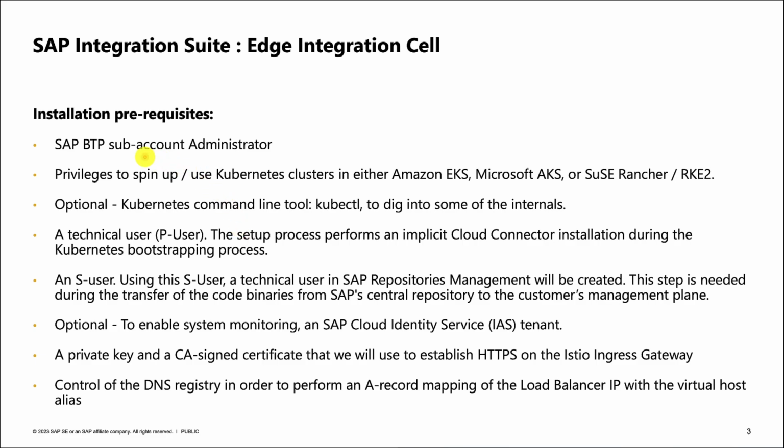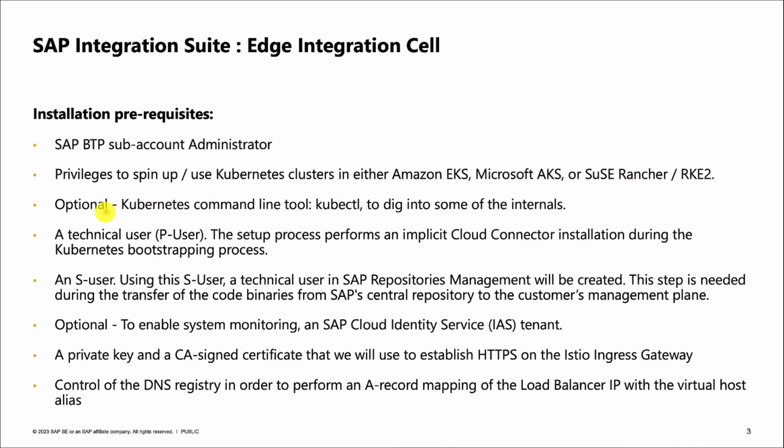As you know, Edge Integration Cell is a hybrid setup that depends on a customer managed Kubernetes environment. There are a bunch of prerequisites that need to be met in order to perform a successful installation. First up, it is recommended that you have SAP BTP's sub-account administrator privileges. You or your IT team should have the privileges to spin up a Kubernetes cluster in either Amazon EKS or Microsoft AKS. We also support SUSE Rancher based installation that uses RKE2 Kubernetes version.